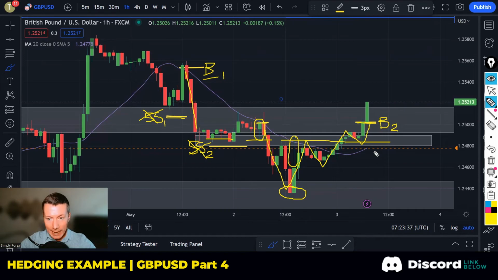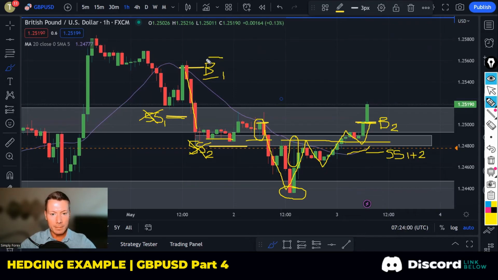I have now put a sell stop below the moving average, actually. This is why my alarm is here. I've put another sell stop to the value of buy 1 plus buy 2. And this is where we currently find ourselves.